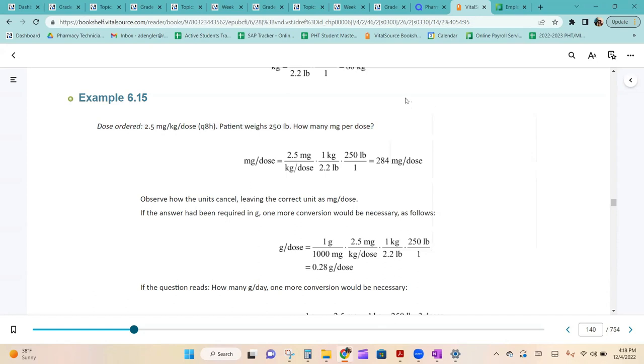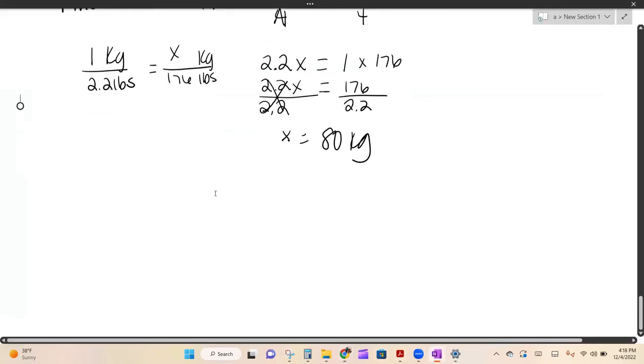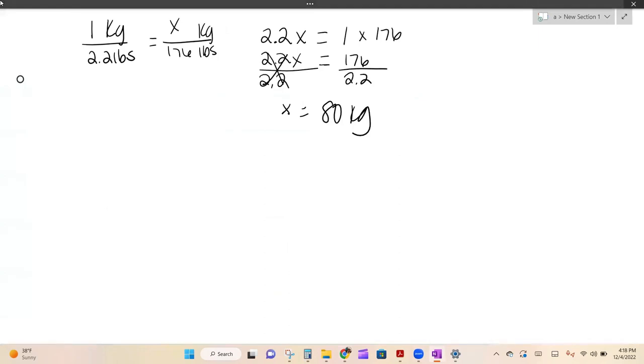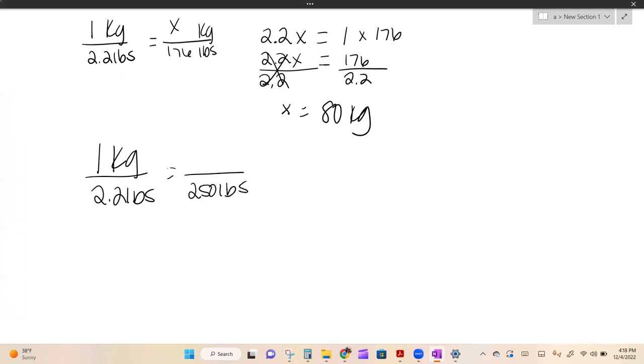So the dose ordered is 2.5 milligrams per kilogram per dose, and they want the dose every 8 hours. The patient weighs 250 pounds. How many milligrams per dose? So first we need to find out how many kilograms they weigh. Again, we'll do a problem just like we have up here: 1 kilogram over 2.2 pounds is equal to x kilograms over 250 pounds.